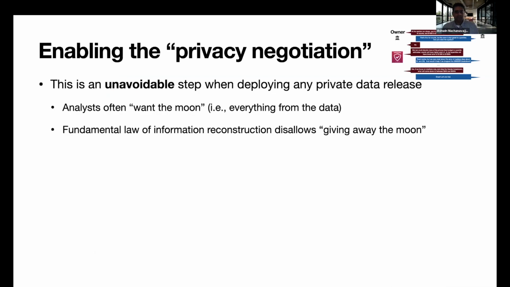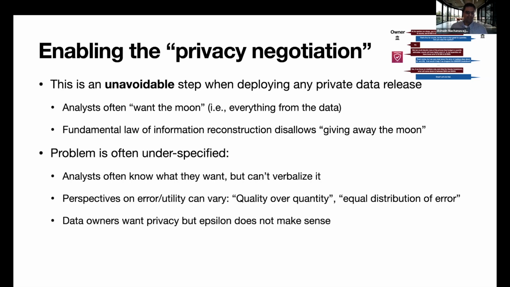In the last couple of minutes, I want to talk a little bit about the privacy negotiation again. I think the privacy negotiation is an unavoidable step when deploying any private data release. Because if you are acting as an analyst, you want the moon, right? But if you're acting as the privacy officer, you don't want to give away the moon, right? The fundamental law of reconstruction disallows giving away the moon. And the problem is often underspecified.